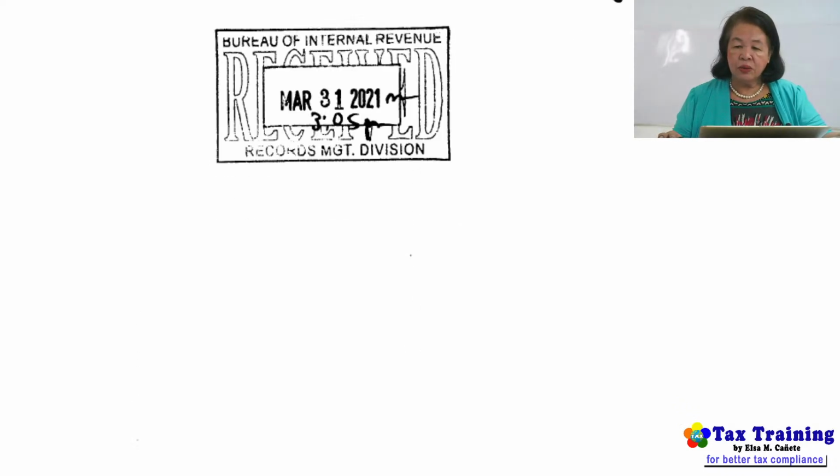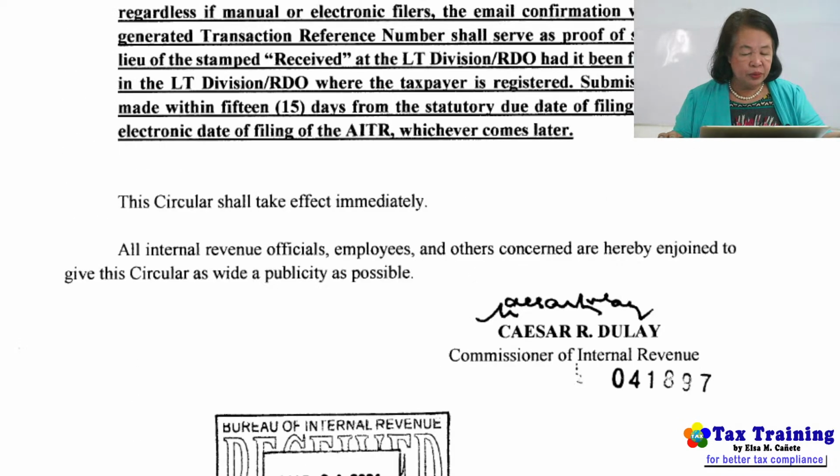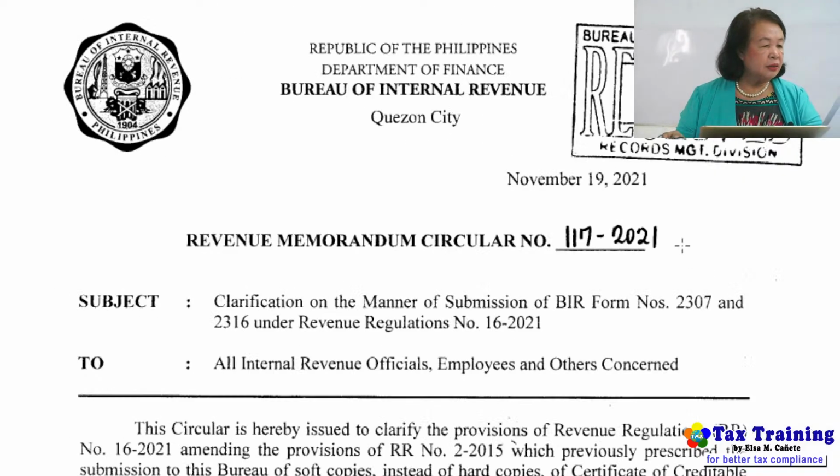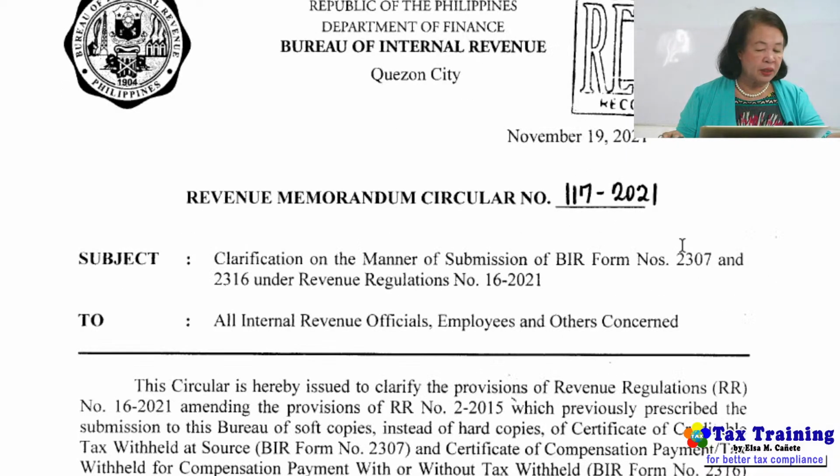So now let's go to the other mode of filing. Itong under RMC 117-2021. No? So yung sa 44-2021, dalawa lang yun, either EAFS or you go directly to the RDO or to the BIR where you are registered. Dito naman sa 117-2021, may instruction sila dito.